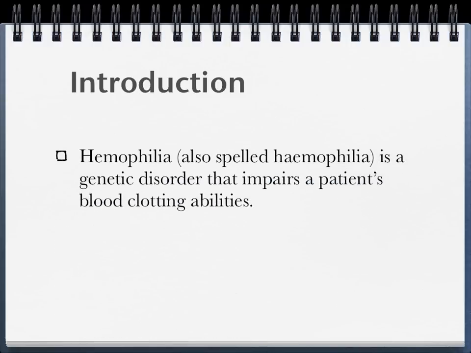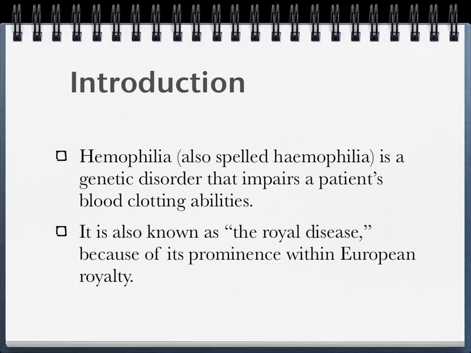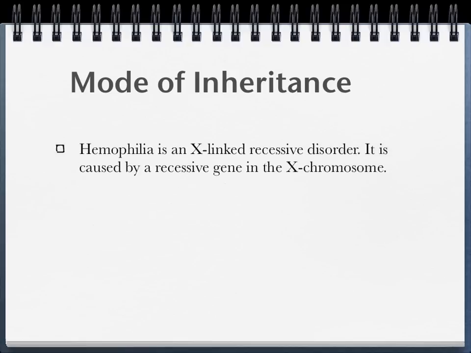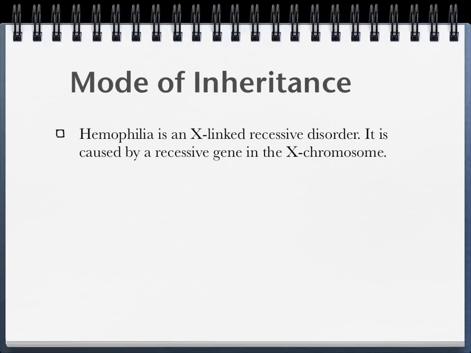Hemophilia is a genetic disorder that impairs a patient's blood clotting abilities. It is also known as the royal disease because of its prominence within European royalty. Mode of inheritance. Hemophilia is an X-linked recessive disorder.